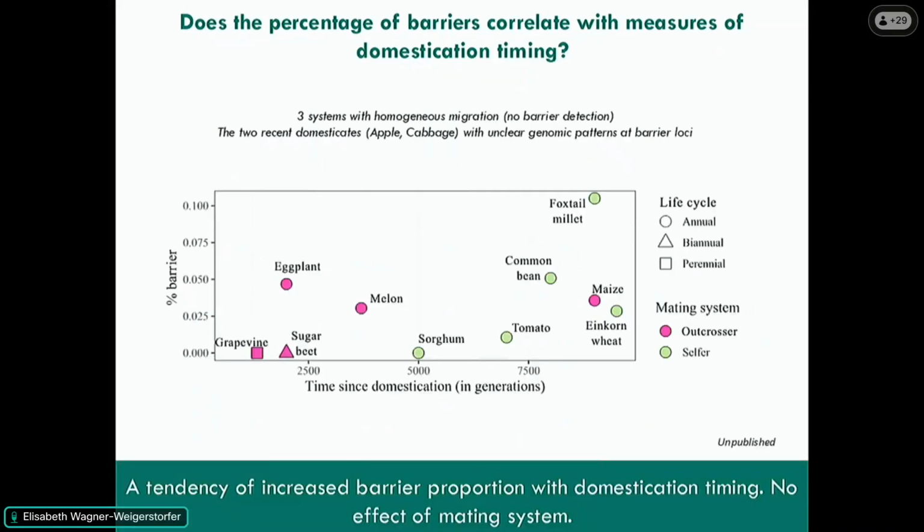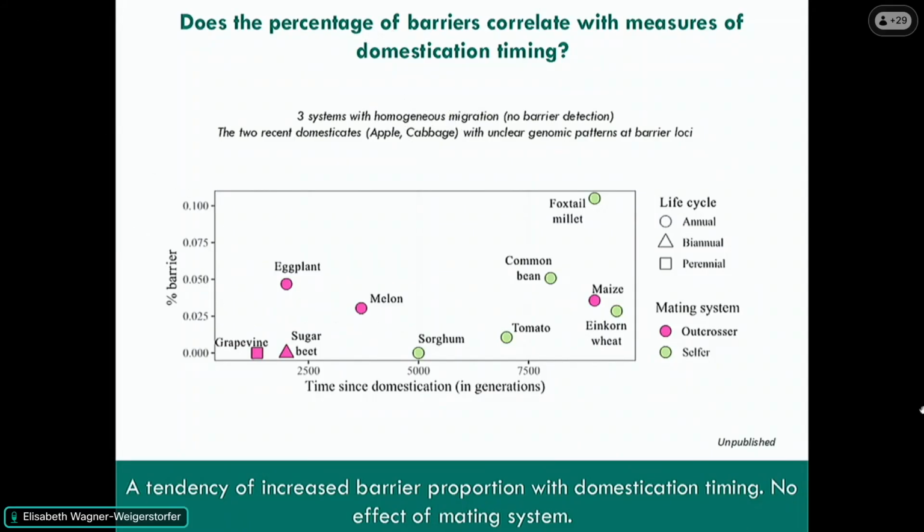And finally, that's to answer maybe the question of Christian. So this is the percentage of barrier loci that we detected in our genomes. I mentioned maize before with 3.5% of barrier loci. For 3 species, the simulations were consistent with homogeneous migration, so we did not perform barrier detection. For 2 very recent domesticates, the patterns were so strange that we didn't incorporate them in our study.